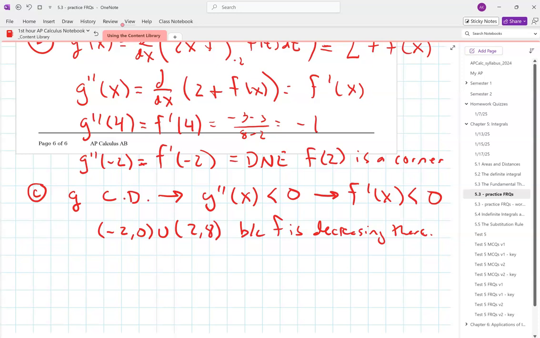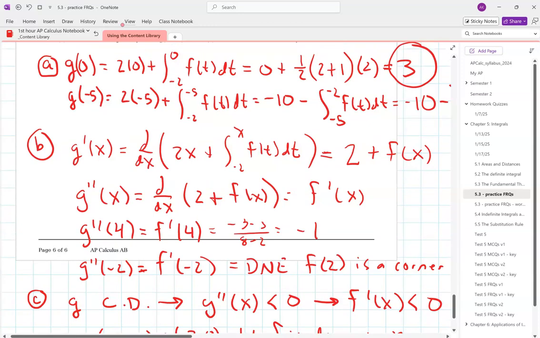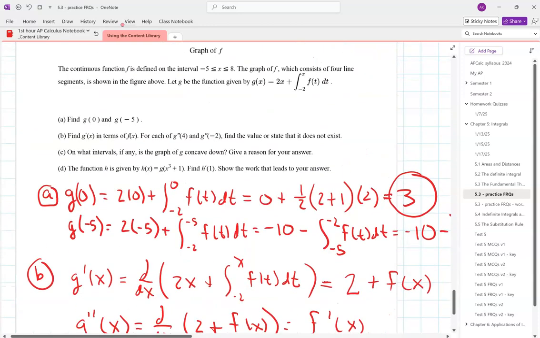So I just said that, because that's where f is decreasing. I just read it from the graph. Nothing more to show there. It says give reasons for your answer.